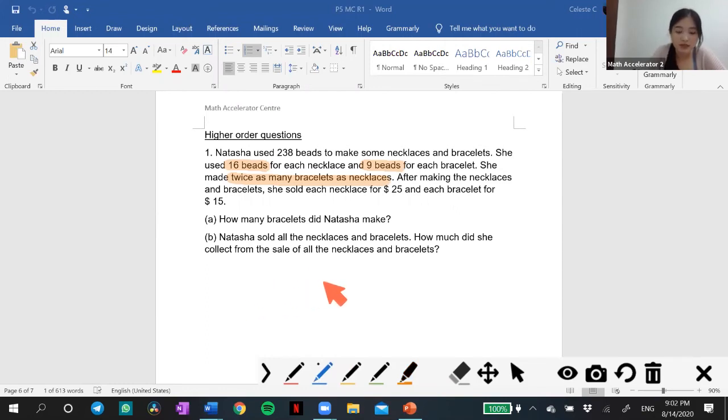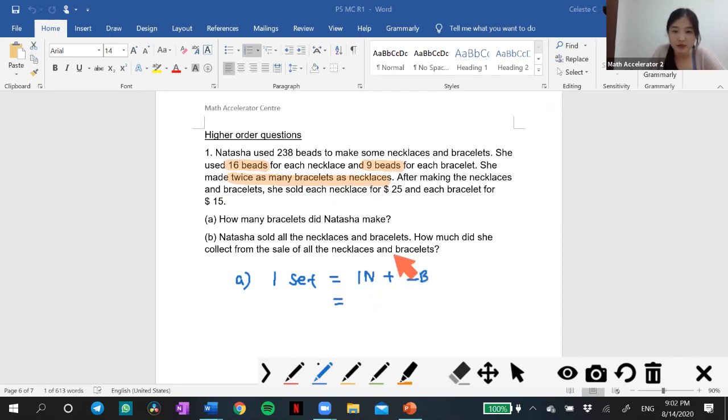So how many bracelets did Natasha make? Right, so the approach to this is using your value of a set. Okay, so a set or one group, one set. Okay, you have 1 necklace plus 2 bracelets. Why? Because look at what you highlighted. Twice as many bracelets as necklaces. So 1 necklace here and 2 bracelets.